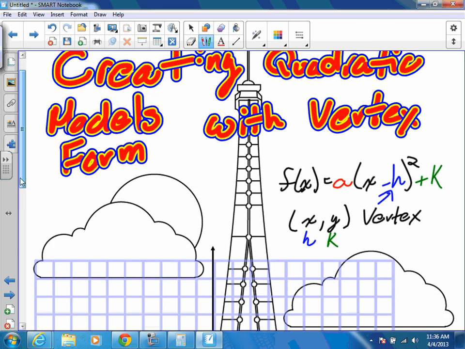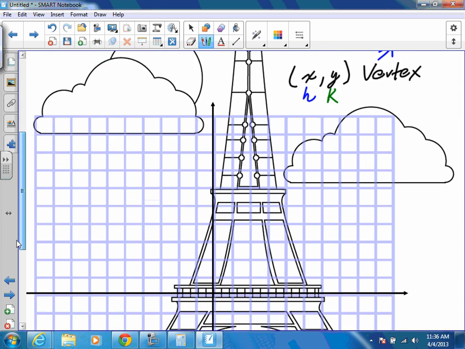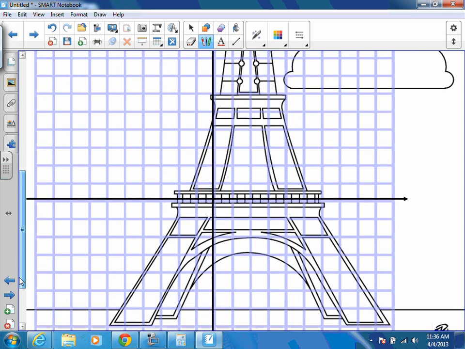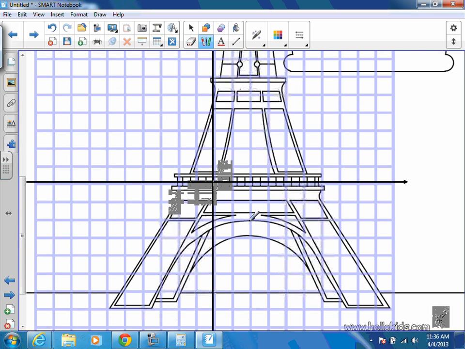So, what we're going to do is we're going to try to get a quadratic model or a parabola that kind of models what this part of the Eiffel Tower looks like. It looks very similar to a parabola. It may not be identical, but we're going to use some estimation here.